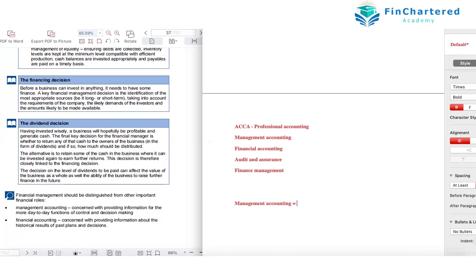The management accountant is the one who is working with the management in running the day-to-day functions of the organization. These professionals work closely with the management. That's why the name is management accounting. They work closely with the management in running the day-to-day functions of the organization.